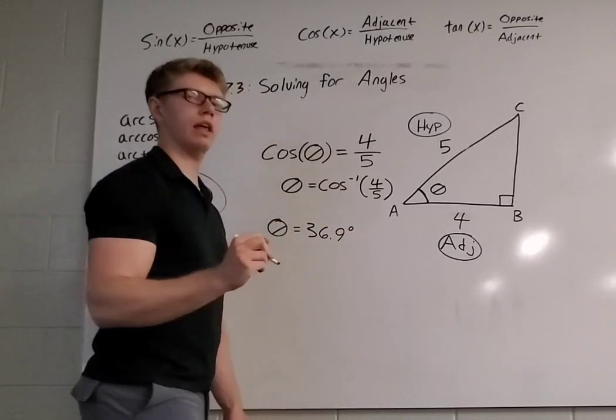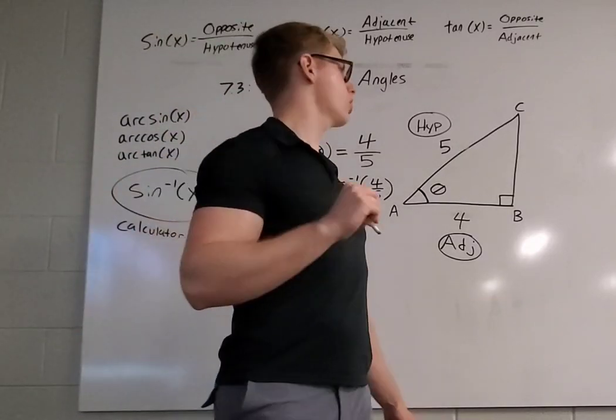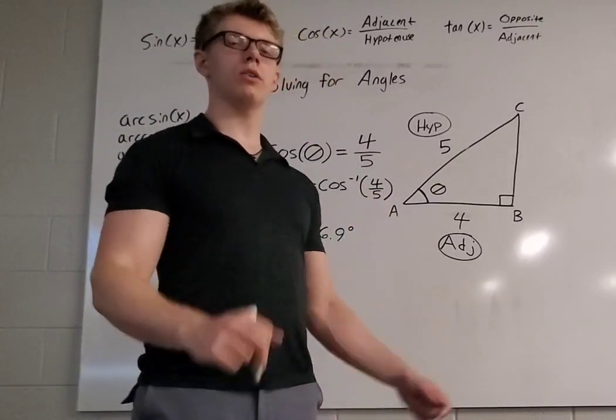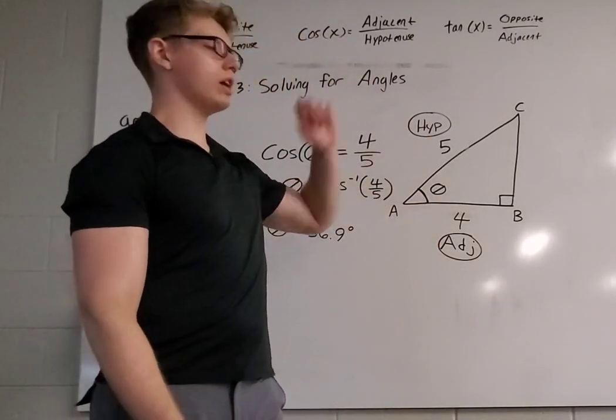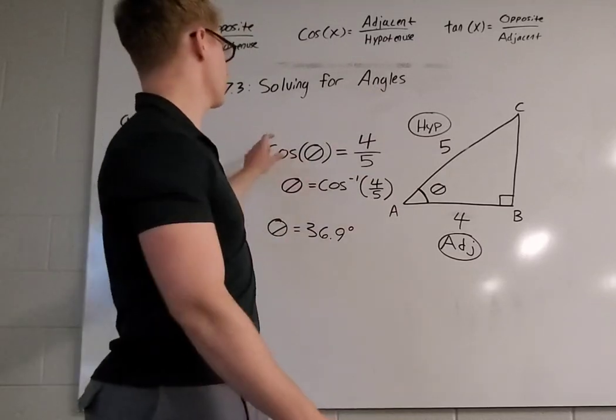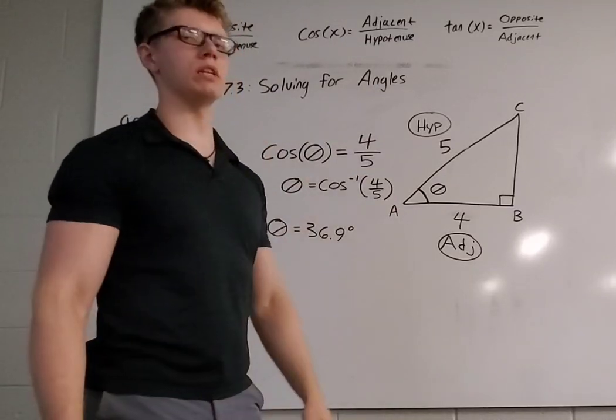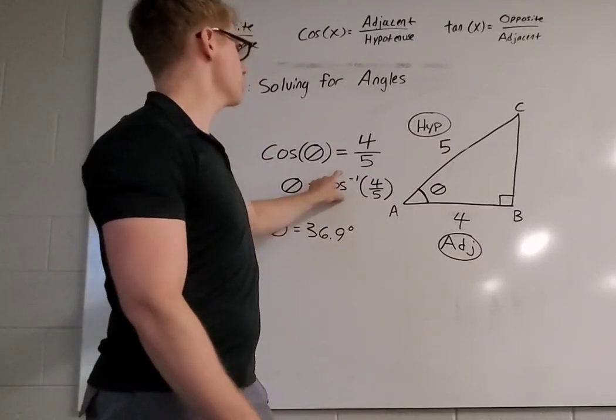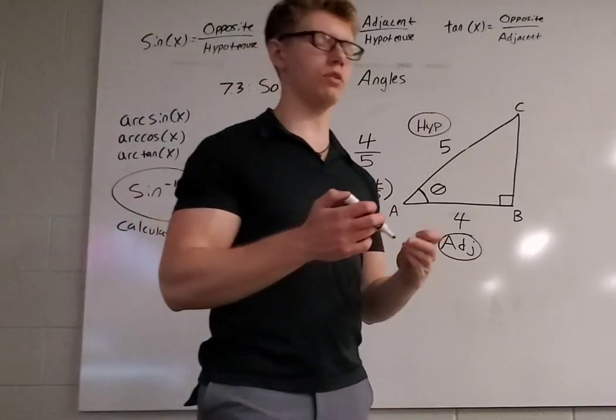And that's it. That is all we have to do to solve for missing angles. Okay? First goal is label our sides. Second goal, figure out which ratio we need to use. Then we need to set it up and take the inverse of that to find a missing angle.